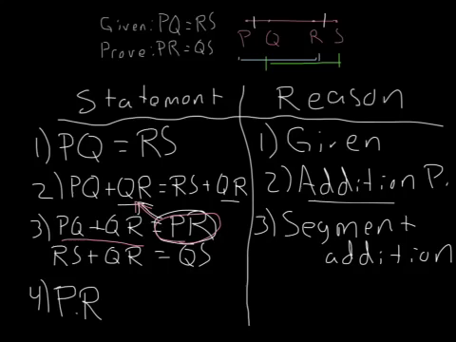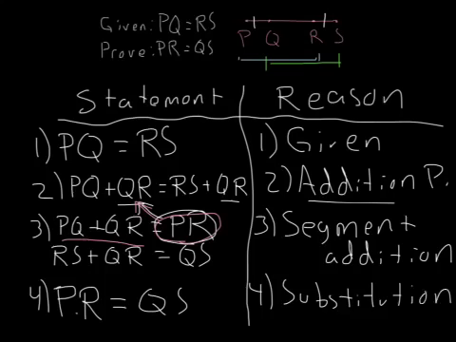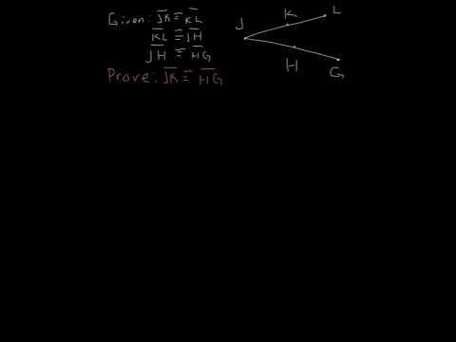Now here I can also substitute in my QS for RS plus QR because I have RS plus QR. So I can say that PR equals QS, and since I substituted those in, I'm going to say substitution, and that's exactly what we wanted to prove. PR is equal to QS. We did it. So we're done.